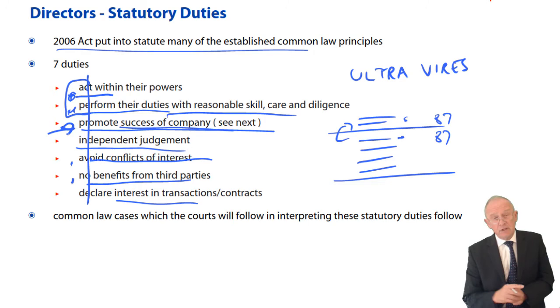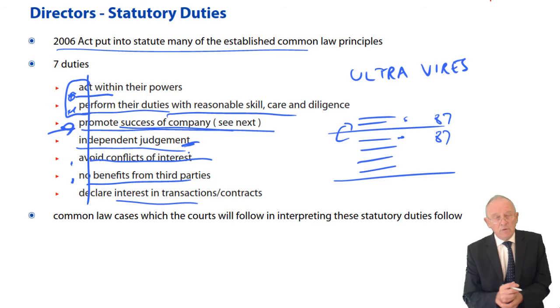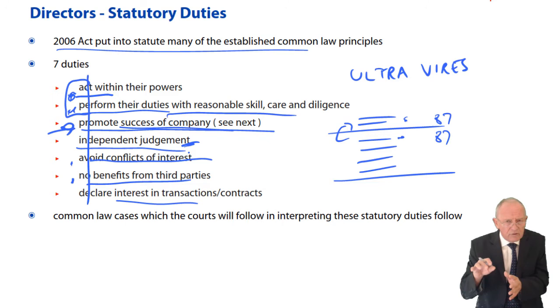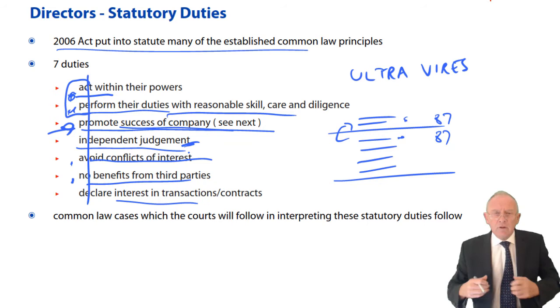They're now at the bottom of that same league, right at the very bottom. Independent judgment, acting for the benefit of the company. Avoid conflicts of interest. Keep away from any conflicting situation. No bribes, no benefits that are undisclosed. And declaring an interest, total openness. Declare an interest and be open and honest so that there is no question as to your integrity.